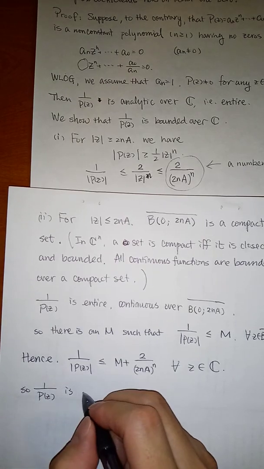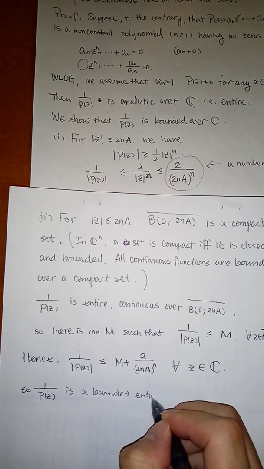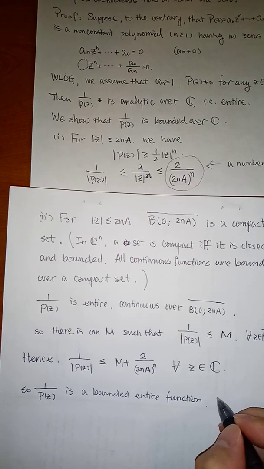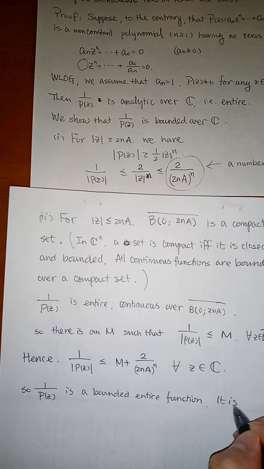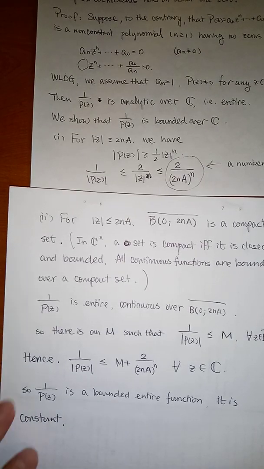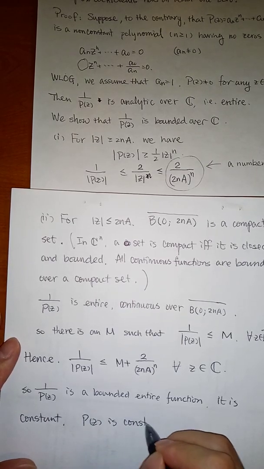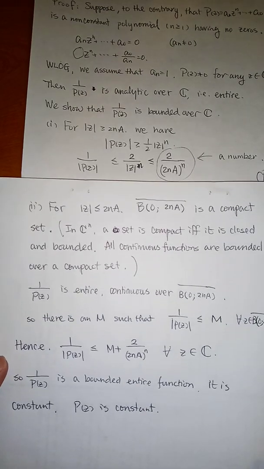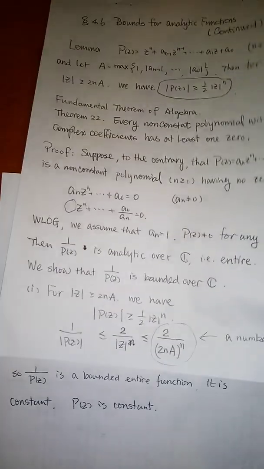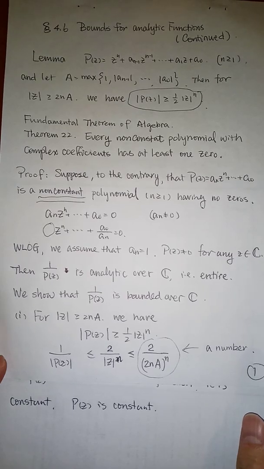So 1 over p of z is a bounded entire function. It is constant, so p of z is constant. This is a contradiction because we assumed p of z is non-constant.